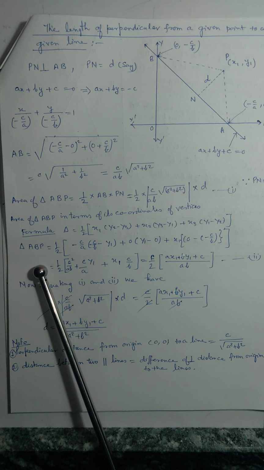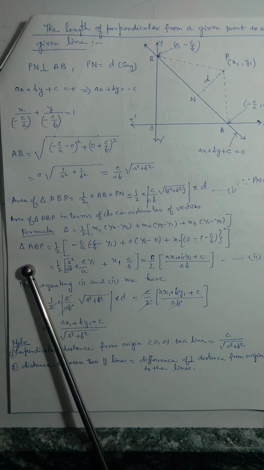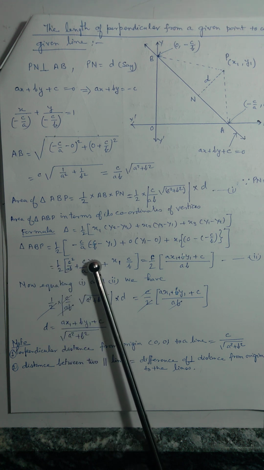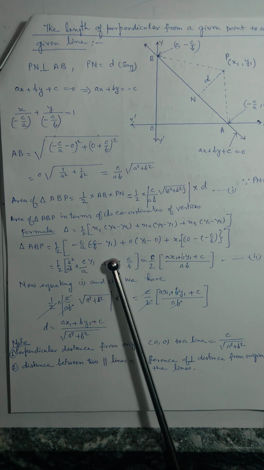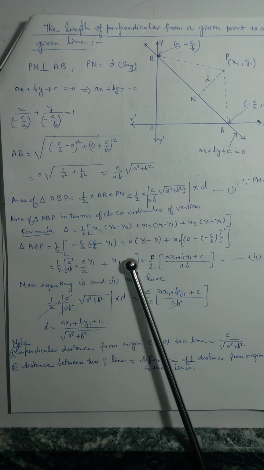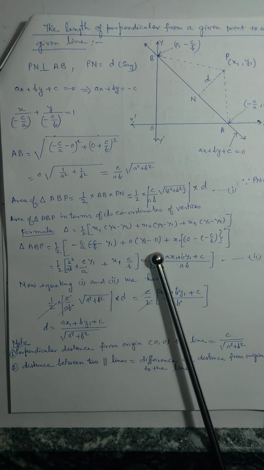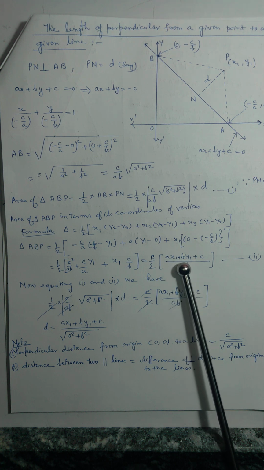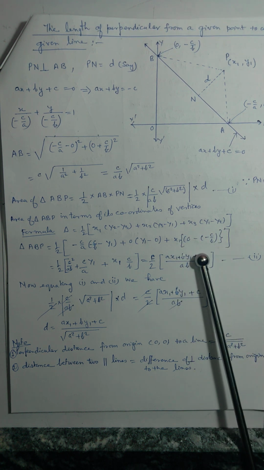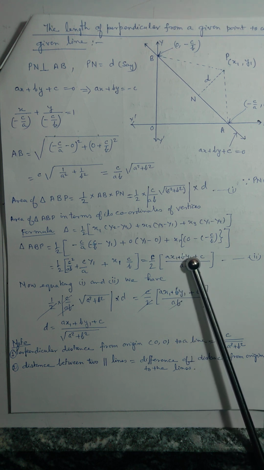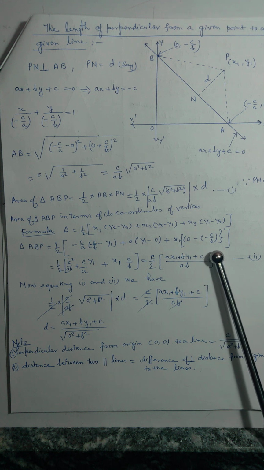So now we have to work out the area of the triangle ABP, which is equal to 1 by 2 into minus c by a inside the bracket minus c by b minus y1, plus 0 into y1 minus 0, bracket closed, plus x1, that is x3, into y1 minus y2. So x1 inside the bracket, that is 0 minus, in bracket, minus c by b.